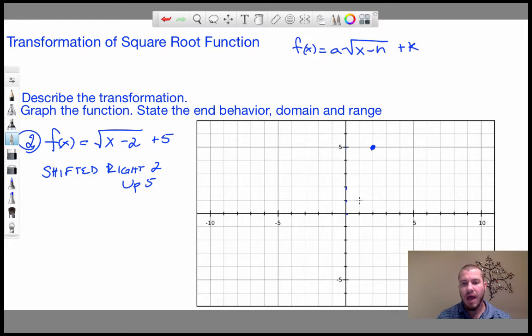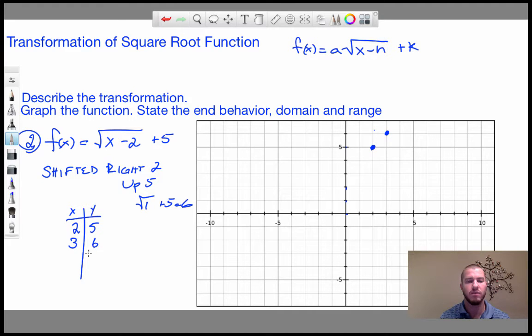You had that next point at (1, 1) from the parent function. So your next point here is going to be 1 up and 1 over at (3, 6). What I like to do, the table that I like to make, is that starting point where the parent function is the origin, what's shifted, it starts at (2, 5). And then I want to plug in an x value that would make this radical a 1. That's going to be 3. If I plug it in, 3 minus 2 is 1, square root of 1 is 1, plus 5 is 6.